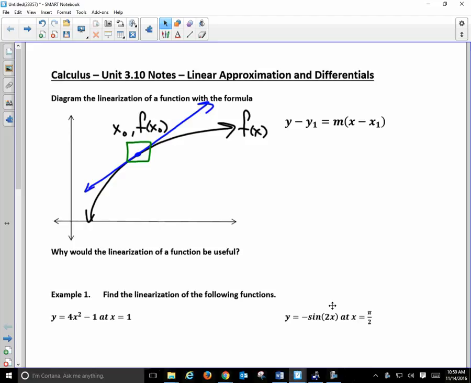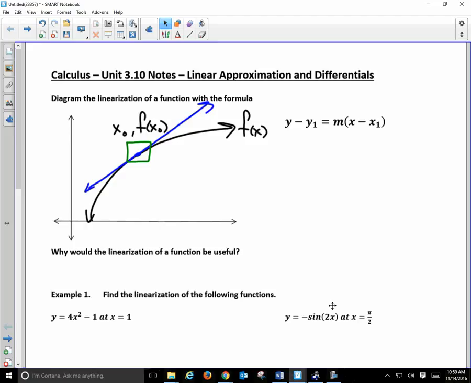Now, the whole idea behind this is if you were to zoom in on the spot of tangency, which I will call x sub 0 and f of x sub 0, wouldn't you agree that the blue line looks remarkably similar to the actual function? I mean, it's not going to be exactly the same, but as you zoom in, they start to look quite a lot like each other, don't they?